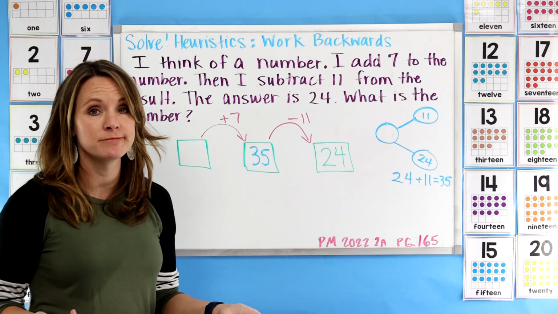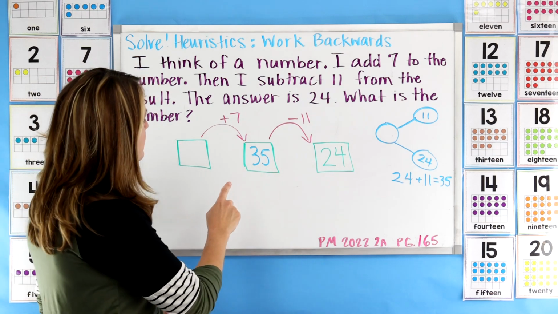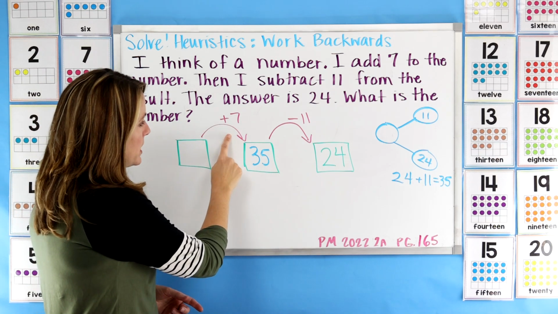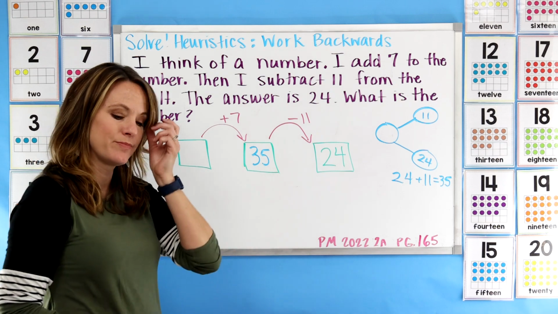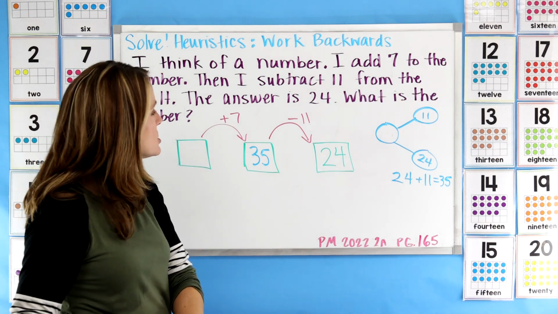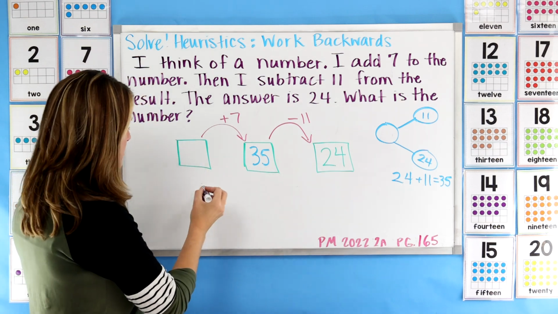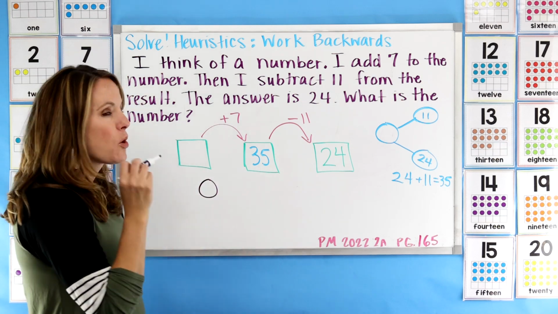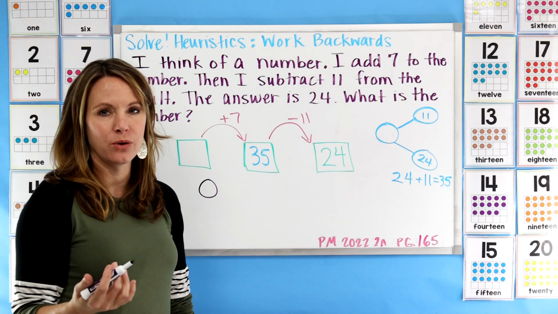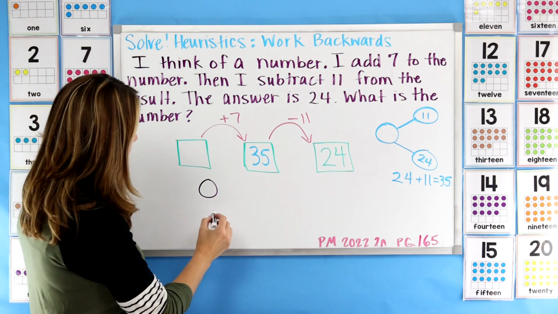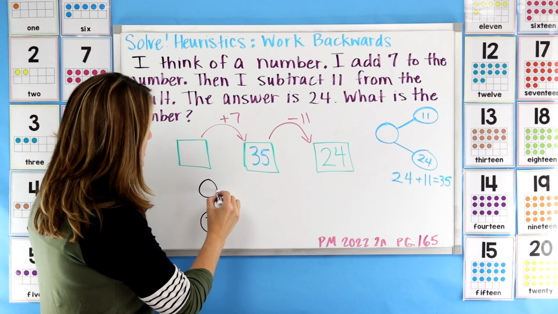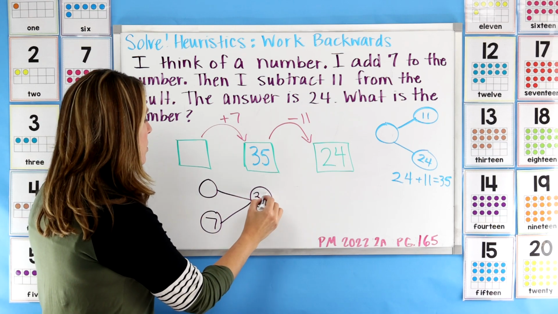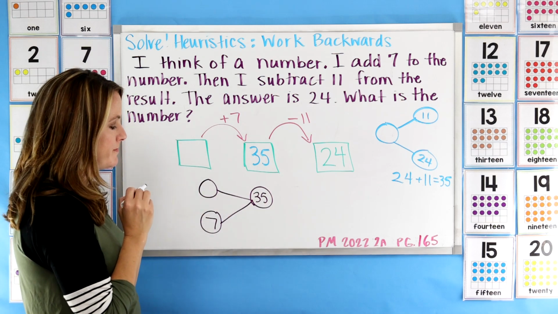Is that my original number? No, there's still one more thing. So I had my original number. I added 7 to it, and I had 35. Let's think about that part-whole relationship again. So I had a number, and I added 7 to it. What would that mean in the part-whole? That would mean that this was a part, the other part was 7, and when I did that, I ended up with the whole of 35.